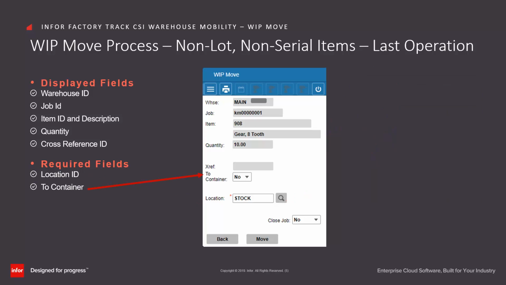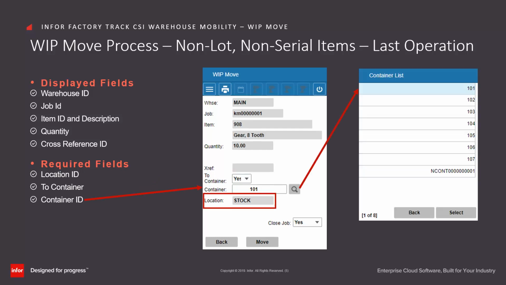If the global parameters have been set to support containers in use, then additional fields are used as follows. Indicate whether the items are to be placed into a container. If yes is selected, then enter or search and select the container ID to be used. Note that the location ID is disabled for entry in this case.